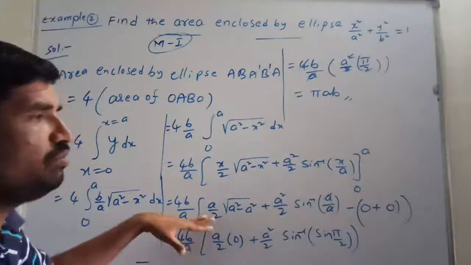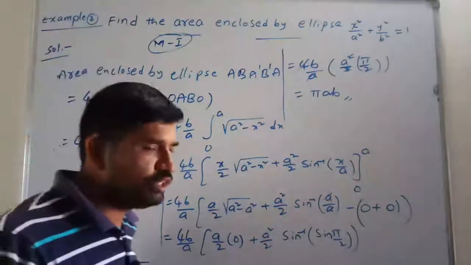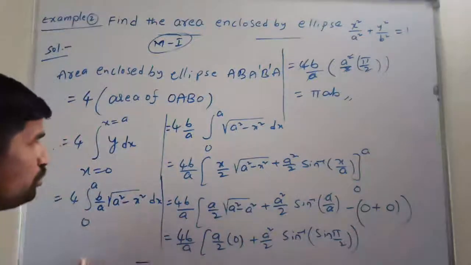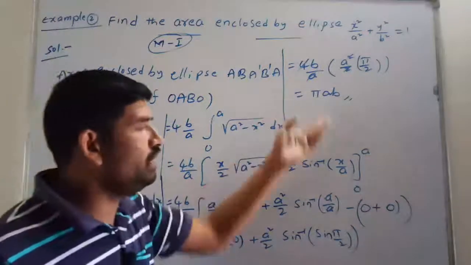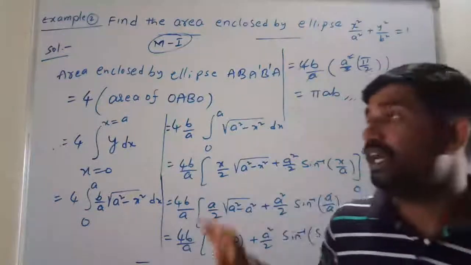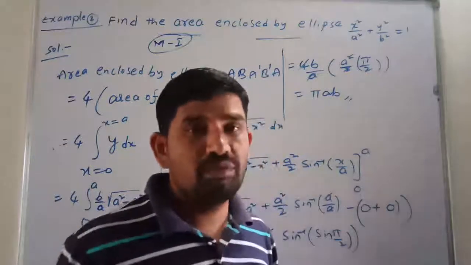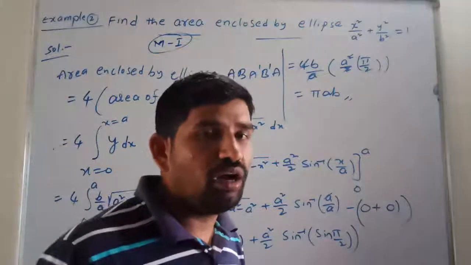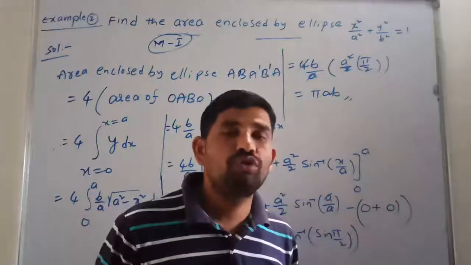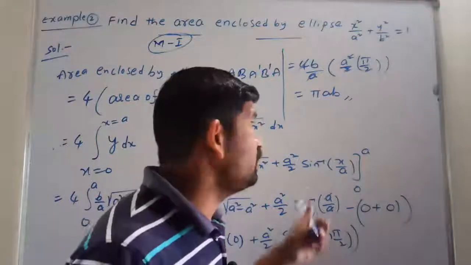Okay, suppose I am taking the horizontal strips here. Again we will get one more solution, and that solution is equal to pi into ab only. Means finally we can say that by taking either the vertical or horizontal strips we will get the same answer. And students, you can apply any method, either vertical strips or horizontal strips, in example 1 and example 2. The same answer will be obtained.